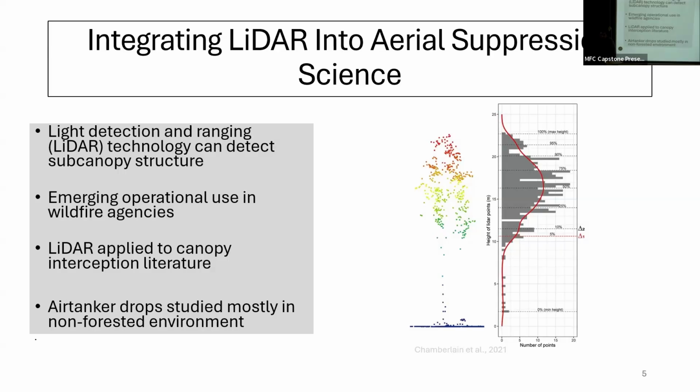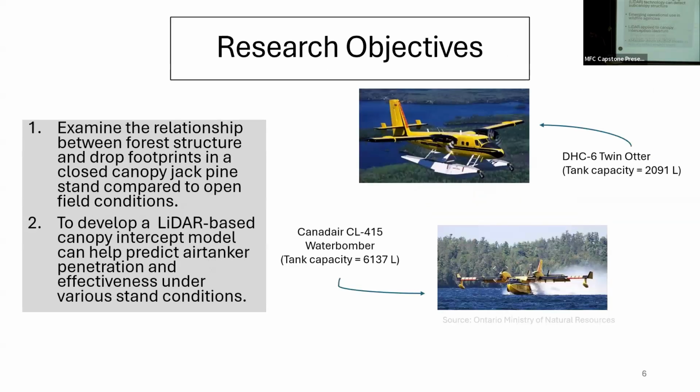A key component of understanding aerial suppression is recognizing how the environment in which a drop occurs influences the drop itself, and therefore its ability to alter fire behavior. While research on drop footprints exists, most experimental work has taken place in the open environment, despite the fact that operational aerial suppression takes place largely in forested environments.